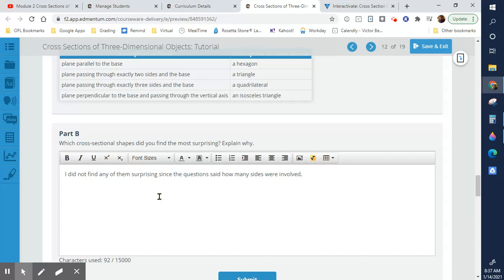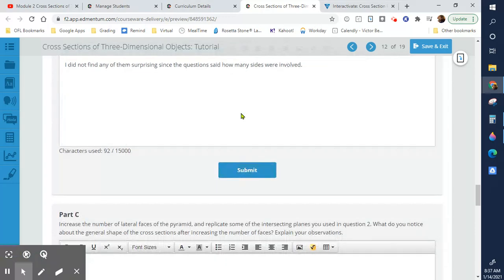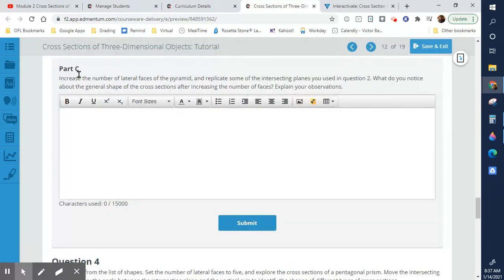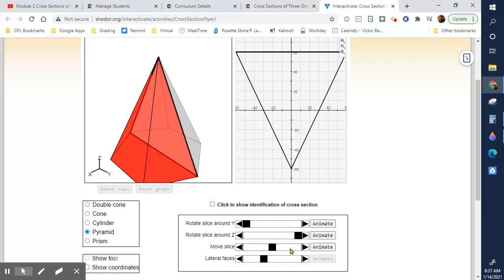To increase the number of lateral faces, replacing them. What do you notice about the general shape of the cross sections? Increasing the number of faces. So if we increase these, they shouldn't change because of how the questions are added. What do you notice about the general shape of the cross sections?